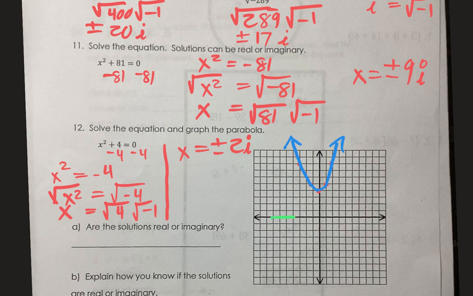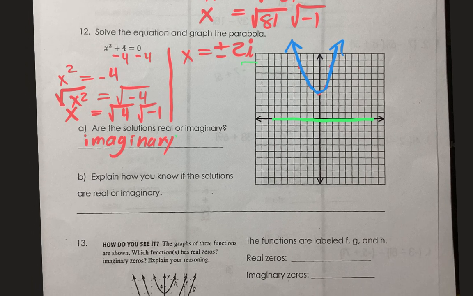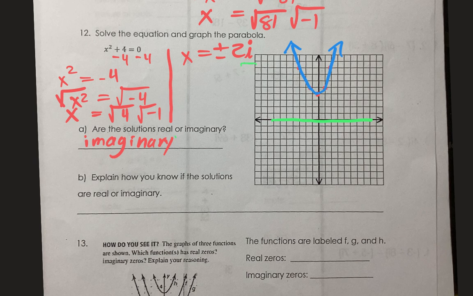So if you notice, I do not cross the x-axis, so I do not have any real roots. Okay, are the solutions real or imaginary? We see the I up here. So we know they are imaginary. Explain how you know the solutions are real or imaginary. Okay? Because we don't cross the x-axis, we know they're not real. But we can also, what is another way?